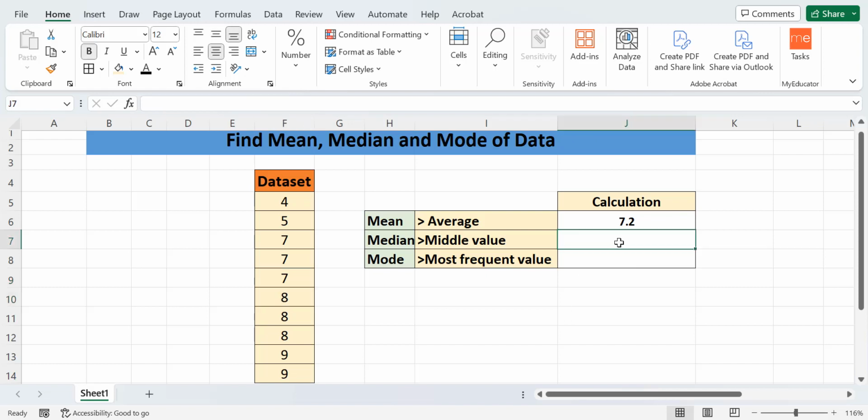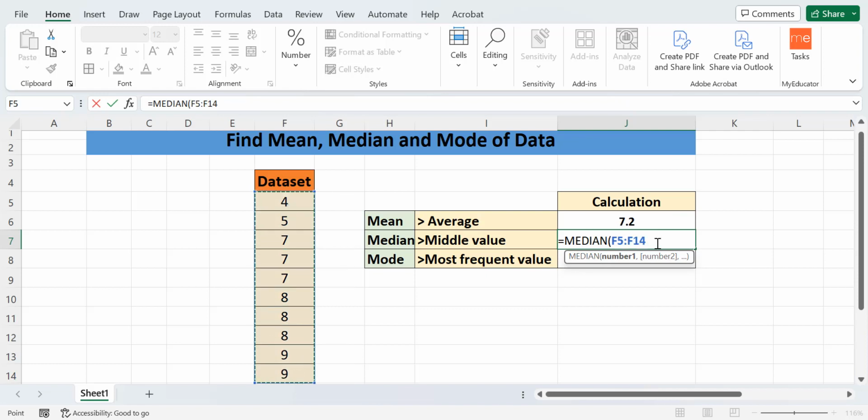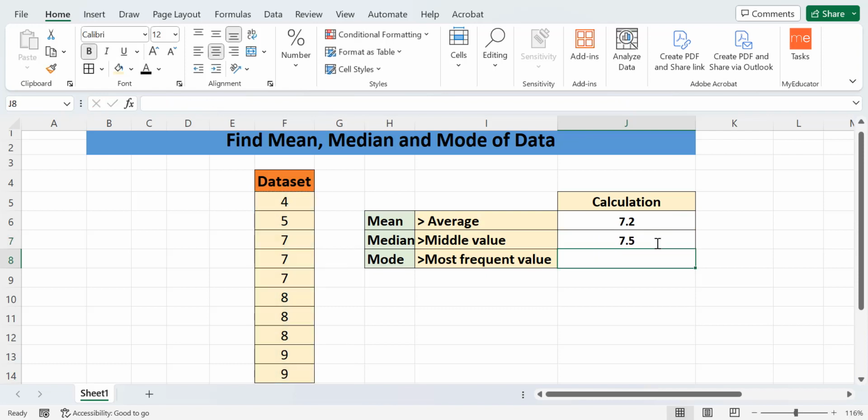So if I use the formula to find the median and I select the data set, it will give us 7.5. There is no 7.5 value in the data set, but in case of an even data set, you have to take the average of the middle two values.